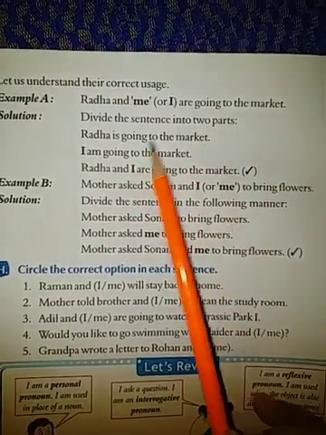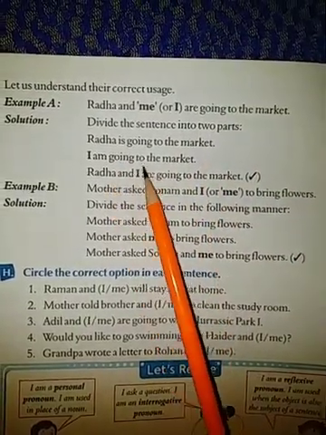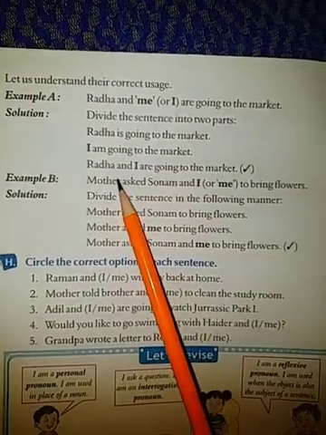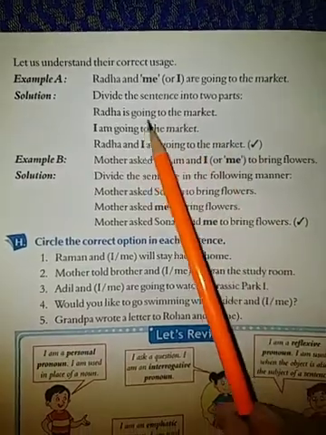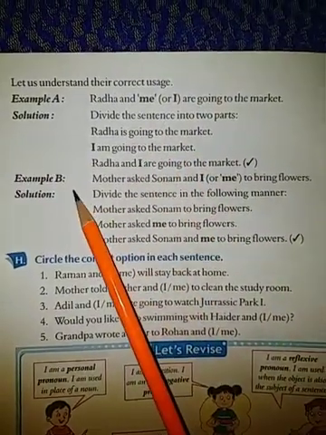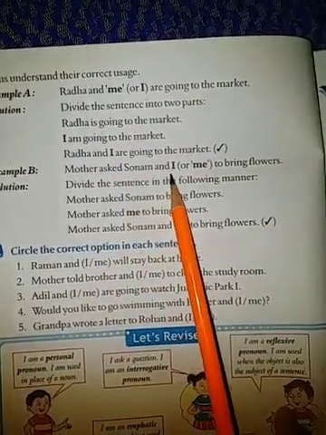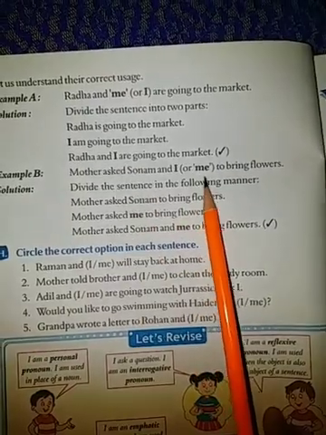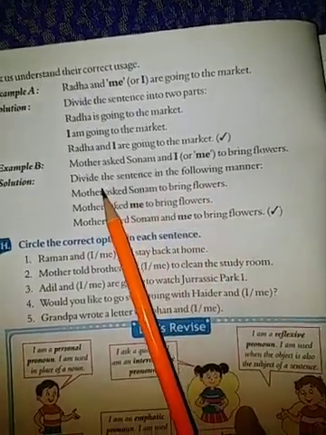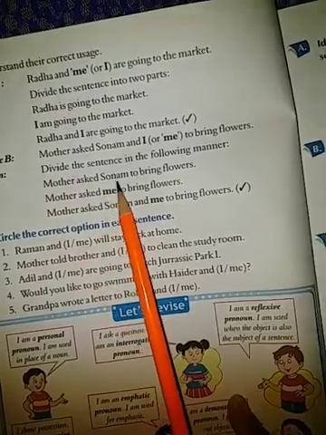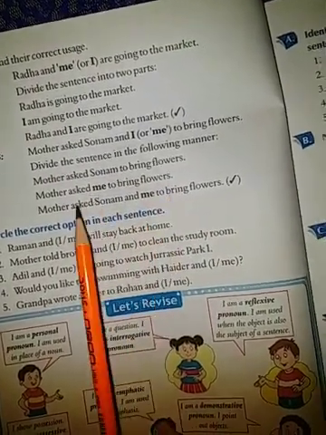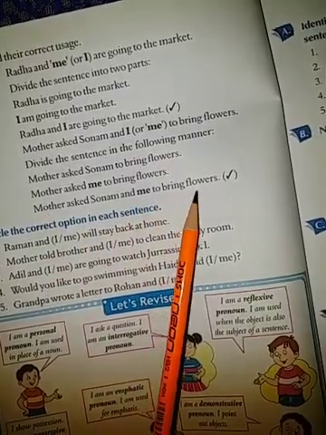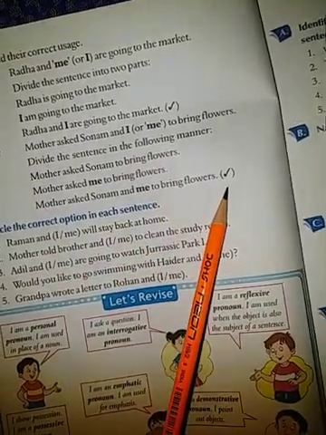Divide the sentence into two parts. Radha is going to the market. I am going to the market. Radha and I are going to the market is the correct sentence. Radha and me is not the correct sentence. Example B, Mother asked Sonam and I or me to bring flowers. Divide the sentence. Mother asked Sonam to bring flowers. Mother asked me to bring flowers. Mother asked Sonam and me to bring flowers is the right sentence.